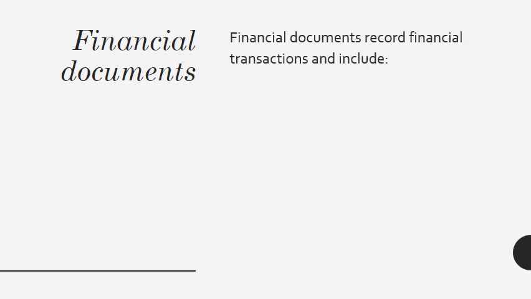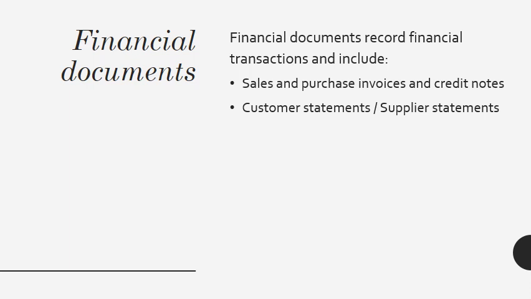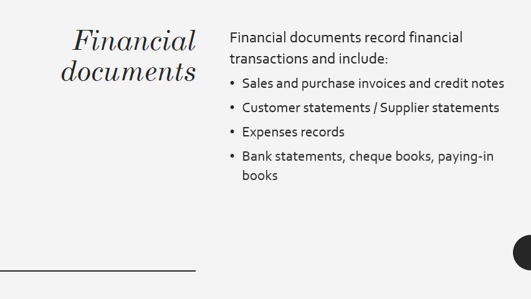Then we have financial documents. Well, there are numerous different types, but these would include things such as sales and purchase invoices, as well as credit notes, customer statements and supplier statements, any records of expenses paid to employees, as well as bank statements, checkbooks, paying in books, records of bank transfers and so on, as well as wages records and numerous other types of financial documents.